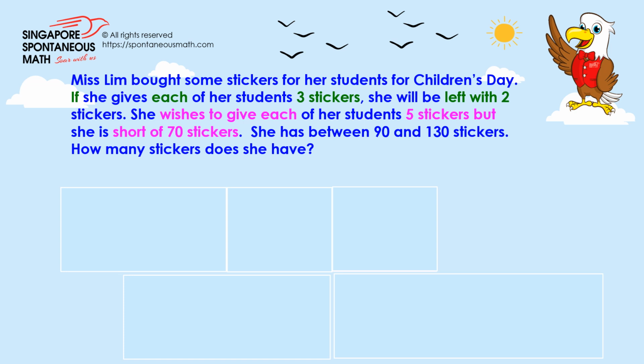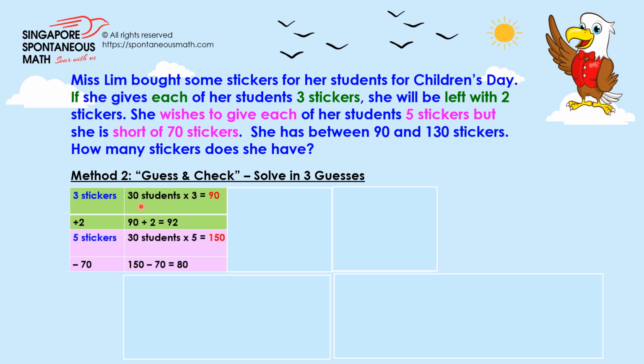This is the same question as the previous slide. We are going to solve using the guess and check method. Solve in just 3 guesses. So do take note that she has between 90 and 130 stickers. So let's take the first guess. 30 students times 3 stickers each is 90 stickers. 90 plus 2 left is 92 stickers. So 30 students times 5 stickers each is 150 stickers. 150 stickers minus 70 equals to 80 stickers. So these two numbers are not the same, so our guess of 30 students is not correct.